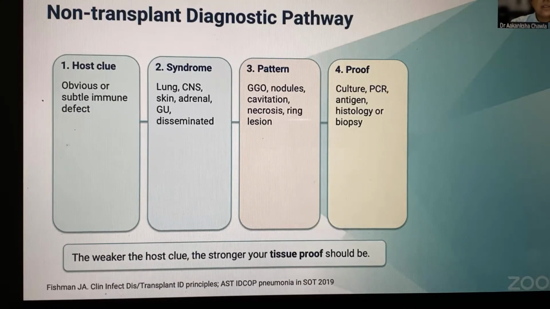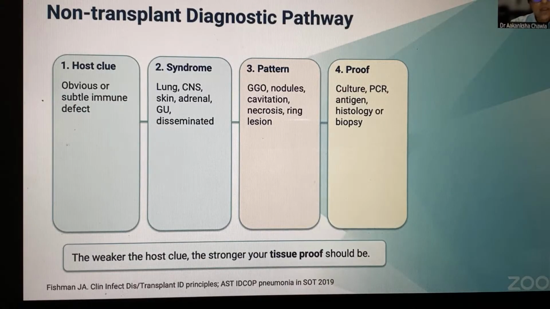You have to understand what the patient is complaining, what syndrome is he presenting in? What organ are you dealing with? Lung, CNS, skin, genitourinary, or is it a disseminated disease? What is your main HRCT pattern showing you? And then accordingly, send appropriate samples for culture, PCR, histology, as well as biopsy in cases where it is needed.